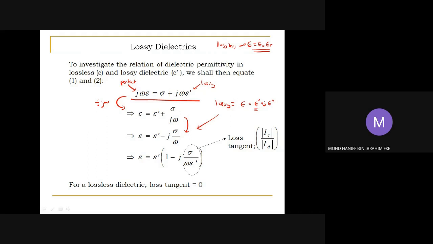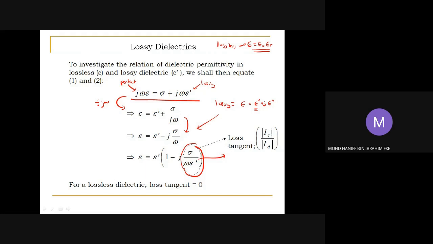What is the significance of having this complex number? If we proceed further with these equations and bring out the real value of the permittivity, epsilon prime, from the terms on the right hand side, we have epsilon prime, and in the bracket we have 1 minus j sigma over omega epsilon prime. This particular ratio of sigma over omega epsilon prime is what we call the loss tangent. What is loss tangent?